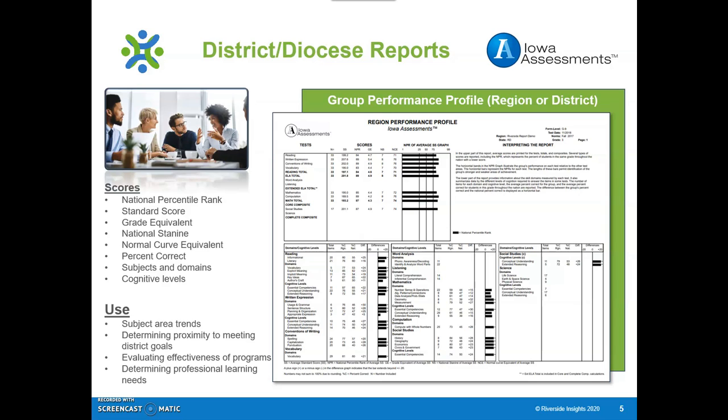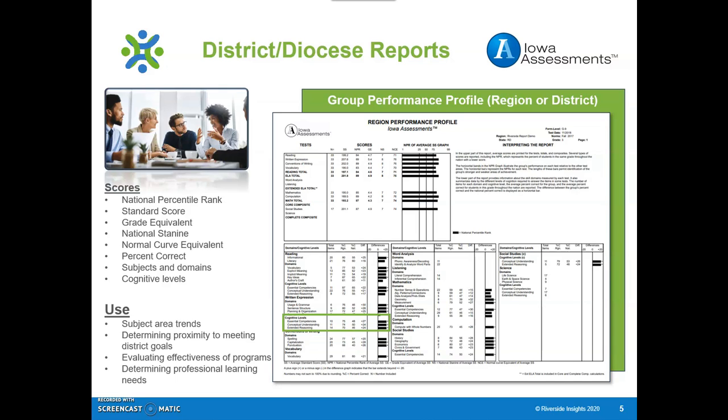This report can be used for discussion around the highest and lowest achieving areas across all schools. It also provides overall student achievement on the three cognitive levels assessed and how instructional rigor might influence student performance.